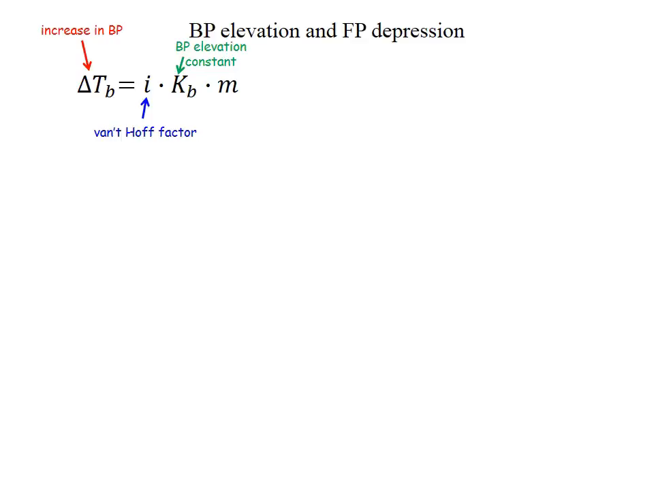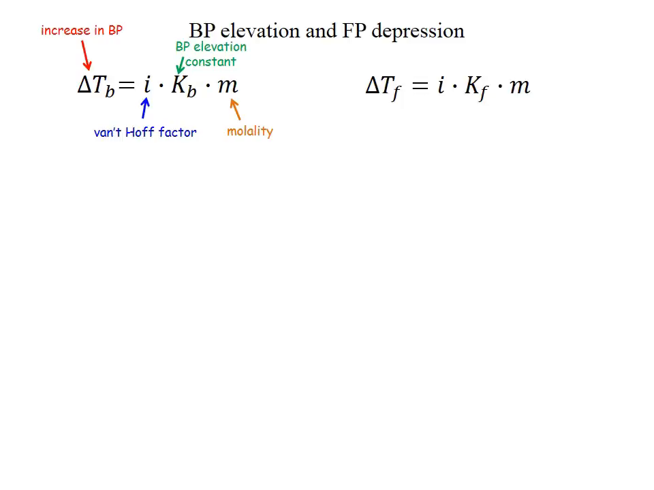Boiling point elevation and freezing point depression. This is the equation for boiling point elevation. Delta Tb is the increase in boiling point. i is an integer called the Van't Hoff factor. It's usually an integer, at least in this class it will be. We'll talk more about that in a minute. Kb is the boiling point elevation constant, and lowercase m, of course, is molality. We talked about that earlier in the chapter.